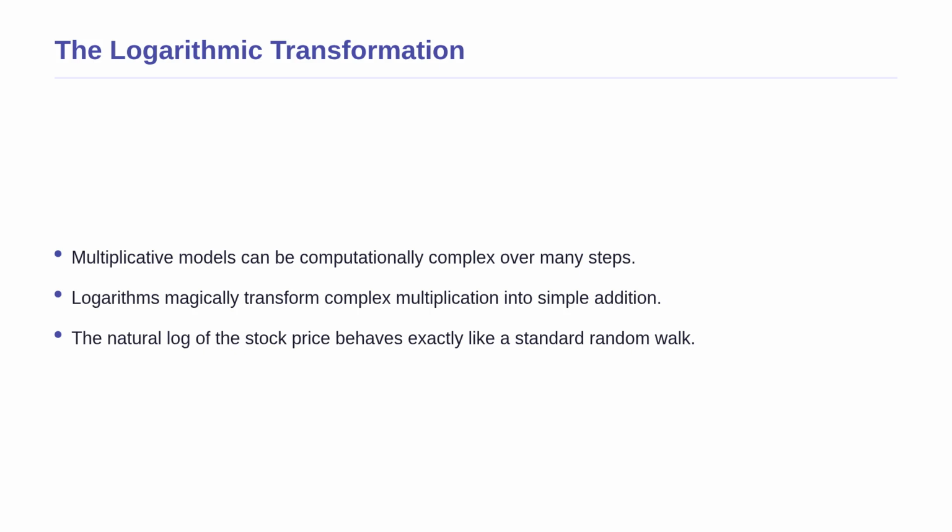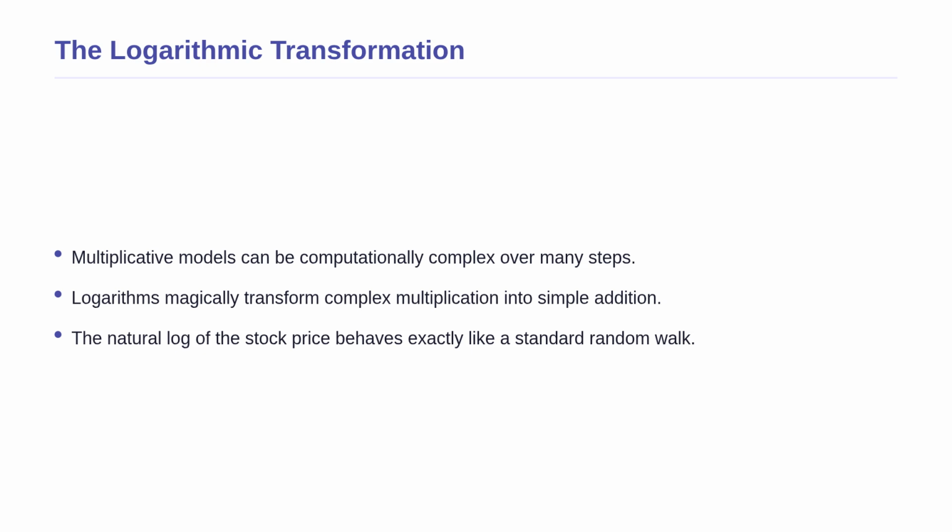But multiplying a long chain of daily shocks can become computationally heavy and prone to errors. This brings us to a brilliant mathematical trick, the logarithmic transformation. By taking the natural logarithm of our geometric random walk, we can magically turn complex multiplication into simple addition.